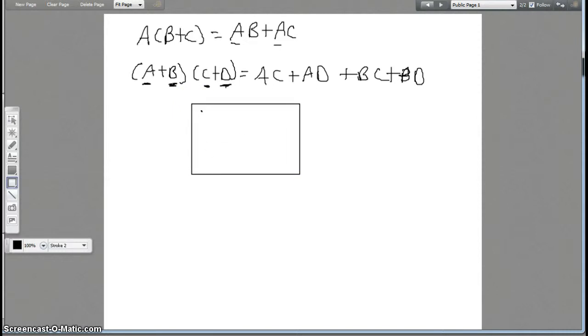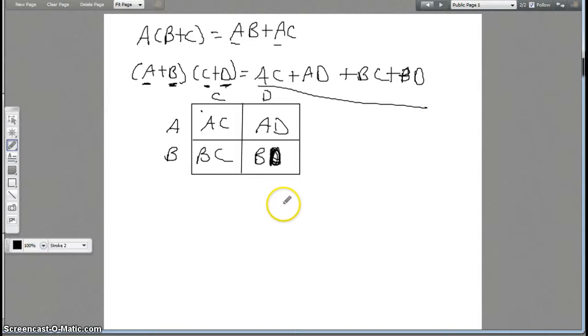The other way you could do this, of course, is to draw a grid, put in your grid lines, and write your problem out this way. A plus B times C plus D, and we get AC, AD, BC, and BD, which is the same thing that we have up here.